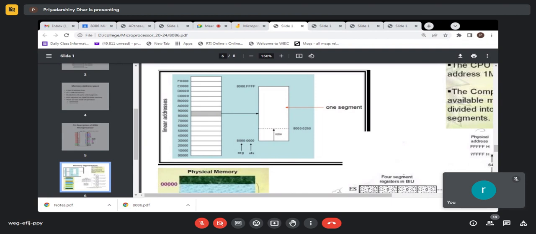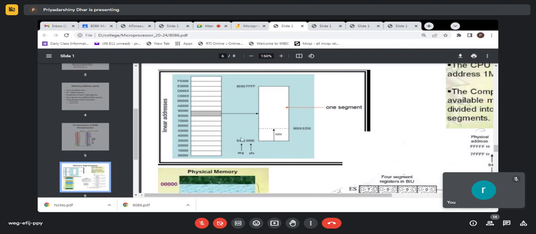8000. 16 bits means 4 into 4, that is 4 hex digits: 1, 2, 3, 4, so 8000. Exactly. This upper 16-bit address is called the segment address. So this segment address, the starting address, is 8000. And another address is present, that is our offset address.